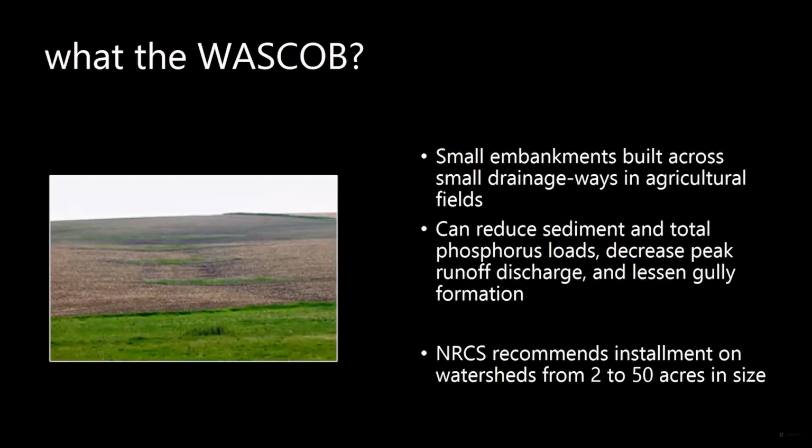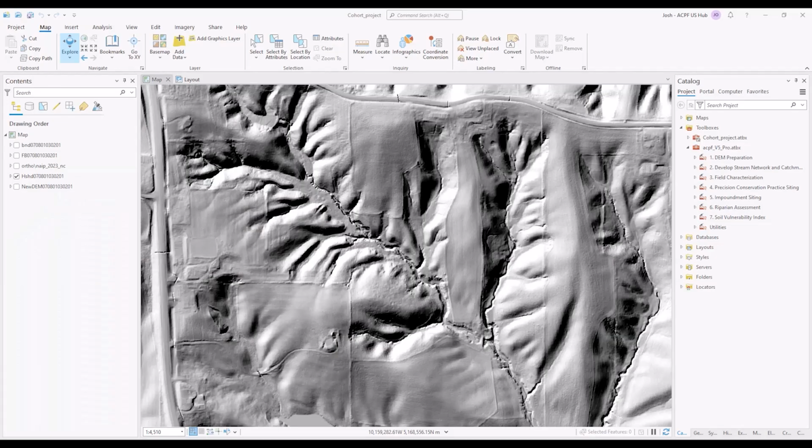WASCOBs are more than just a funny word. They're small embankments built across small drainage ways in agricultural fields, and they have a lot of potential. They can reduce sediment and total phosphorus loads. They decrease peak runoff discharge and can lessen gully formation. The NRCS recommends installing them on watersheds from 2 to 50 acres in size. Let's get the tool started before going over some more details.